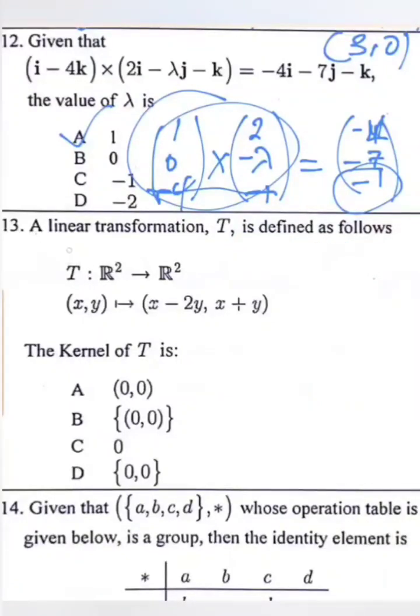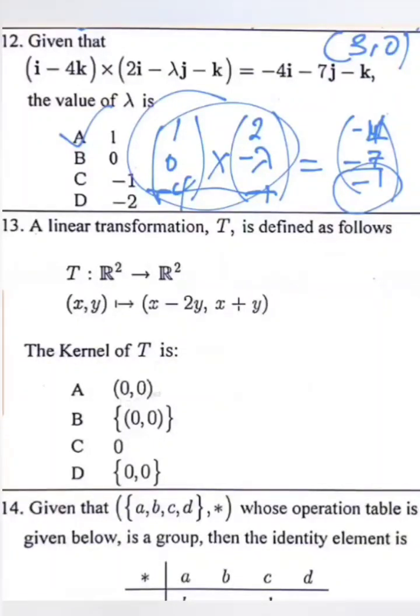In number 13, a linear transformation T is defined as follows: T from R squared to R squared, (x, y) maps onto (x minus 2y, x plus y). The kernel of T is, and we have these options. Actually, you can answer this question without even doing the calculation, just by looking at the options. The kernel of T generally is the set of ordered pairs that would always map to the null vector under that transformation. And it is only in B that you have a set that is composed of ordered pairs.